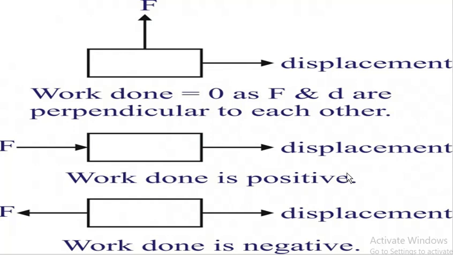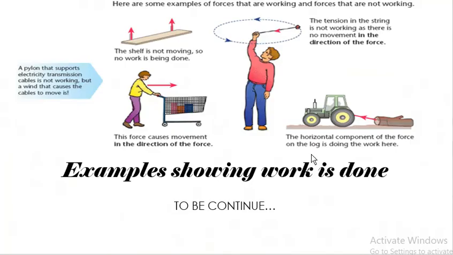Work done is positive when it goes in the same direction where it gets displaced. It will be negative when both are in opposite directions, right? So here are some examples showing work is done. You can see that the force causes the movement in the direction of force, right? Here the shelf is not moving, so no work is done, that is 0.